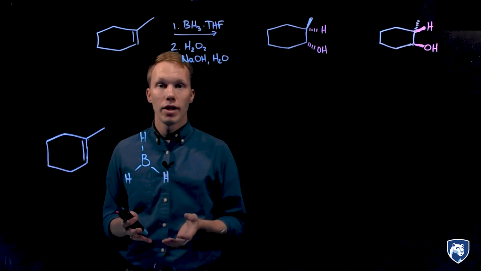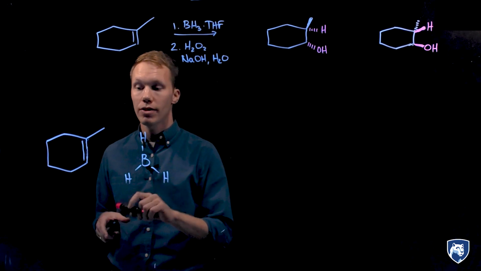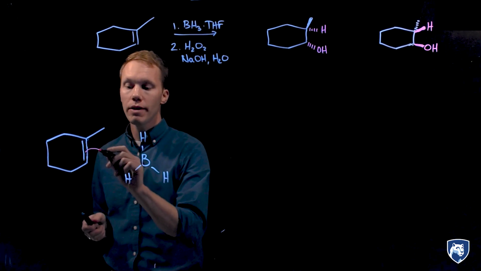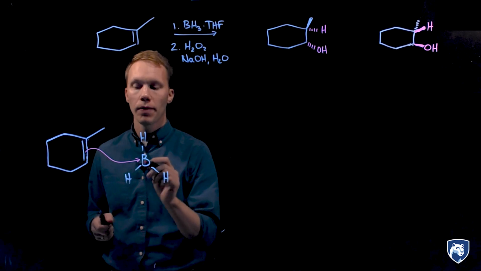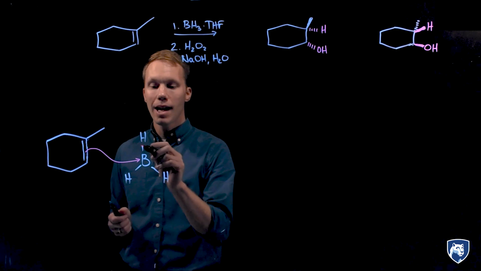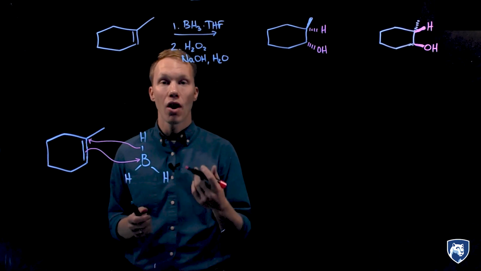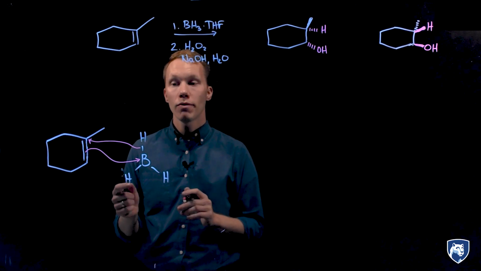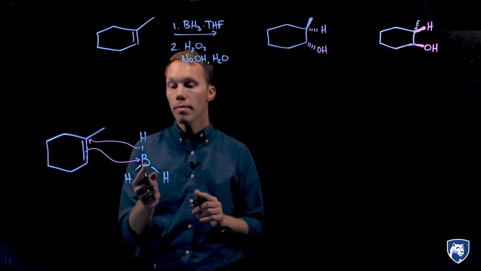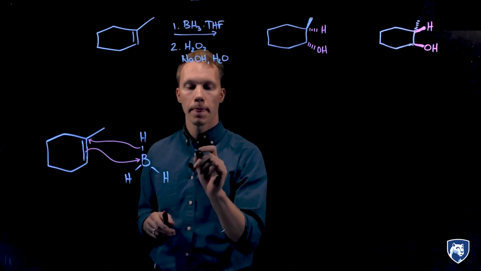Alkenes are electron-rich, and this pi bond is a region of electron density that will serve as our nucleophile. So the nucleophile attacks our electrophile. This forms our carbon-boron bond. At the same time, it's proposed that this hydrogen atom forms a bond with the other carbon of the alkene. So we are forming both the carbon-boron bond as well as the hydrogen-carbon bond simultaneously.